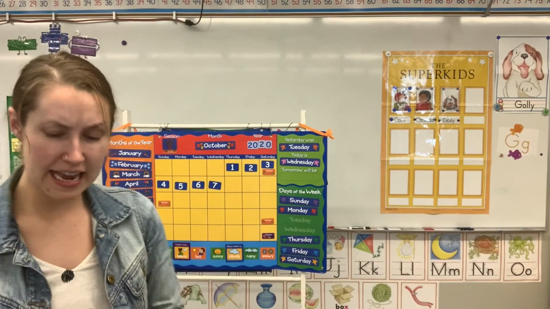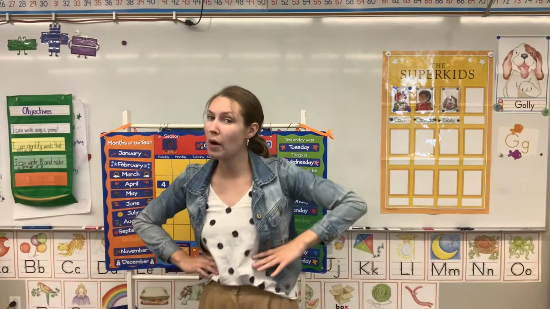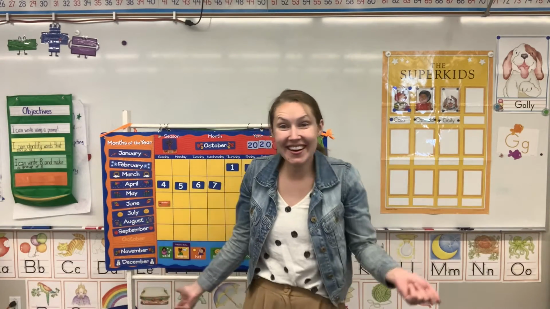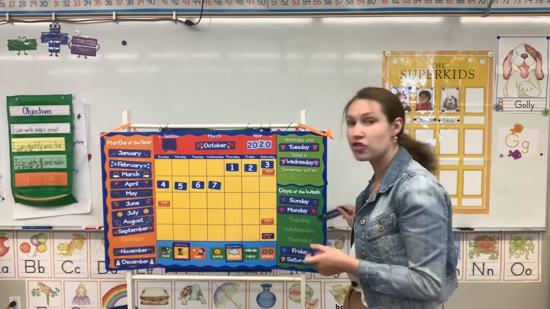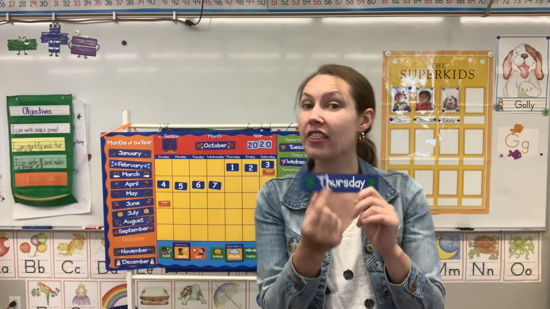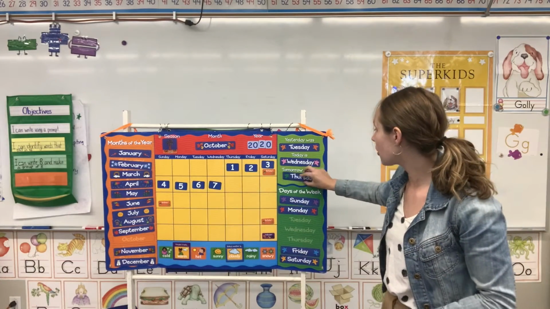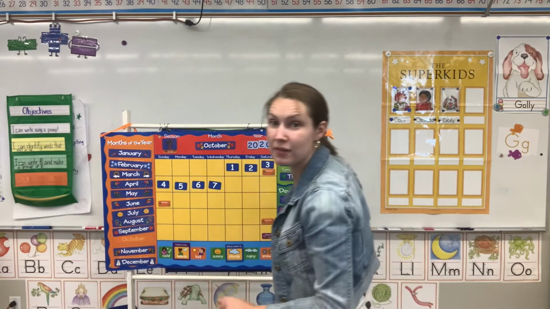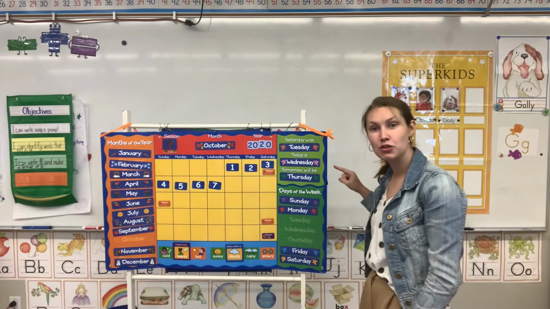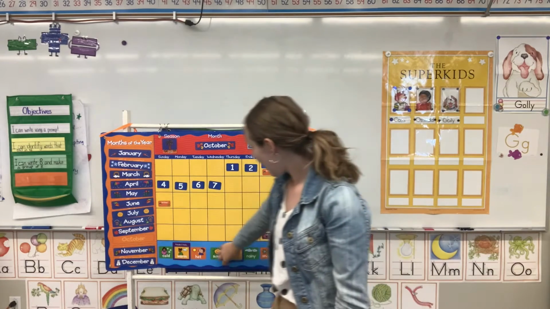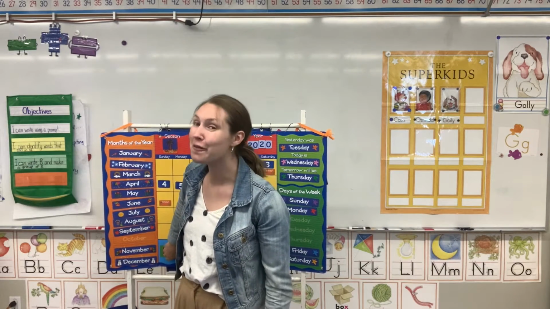Now, if today is Wednesday, what will tomorrow be? It will be Thursday. Very good. And Thursday begins with a TH. Thursday. Thursday. Very good. Okay, so now we know yesterday was Tuesday. Today is Wednesday. Tomorrow will be Thursday. And I think we're ready for our weather report.